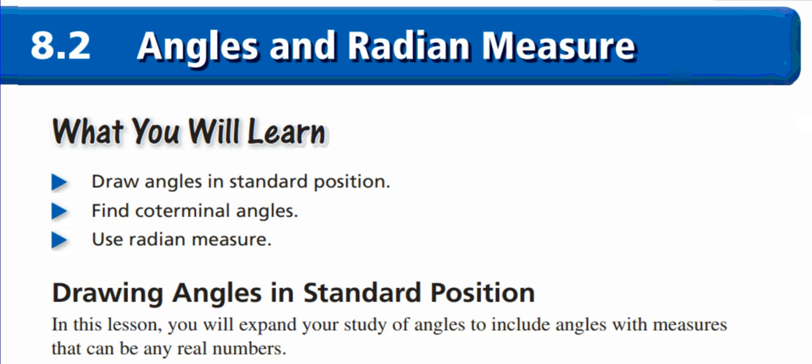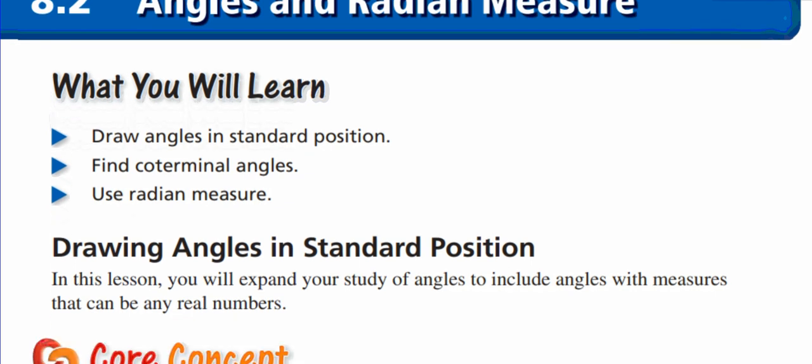Right, 8.2 is on angles and radian measures. There's two different ways to measure angles, and one is in degrees, that's what we're used to, and then there's also radians, which we're not as used to.